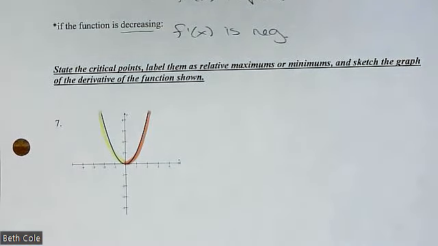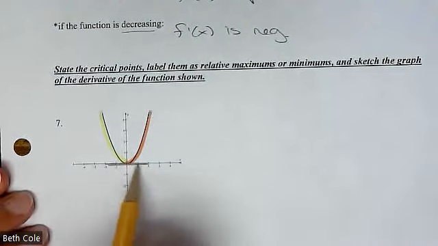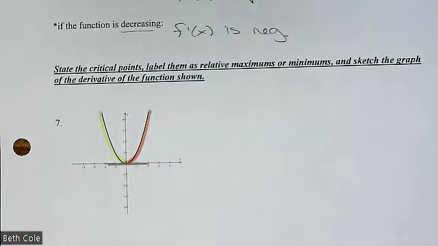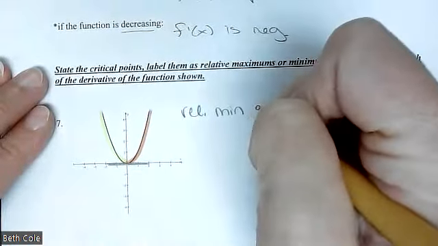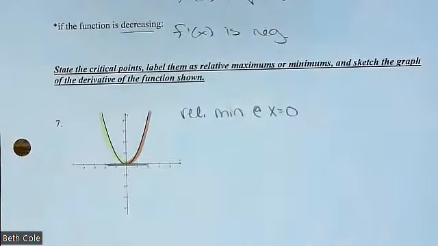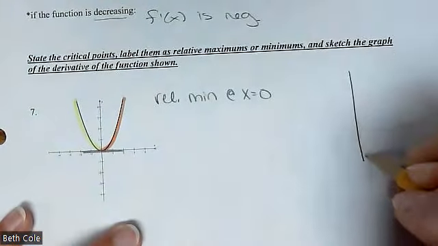And where is the critical point? The critical point is at x equals what? 0. Don't ever think that. It's 0. Are you seeing that? Like 0 is where that change happens. Or you could draw in a horizontal tangent line there. So your critical point is 0, and it is a relative maximum or minimum. Which one is it for this graph? Minimum. So we're going to say relative minimum at x equals 0, and we're going to sketch the derivative graph.